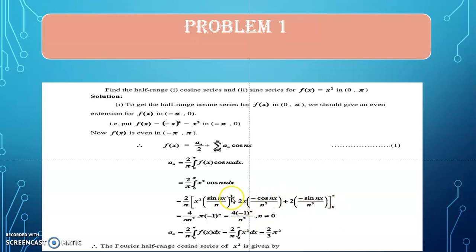So already we know the sin 0 value is 0. Here also sin 0 value is 0. So therefore we got a_n equal to 4 into (-1)^n by n square. So next we are going to see the a naught value.